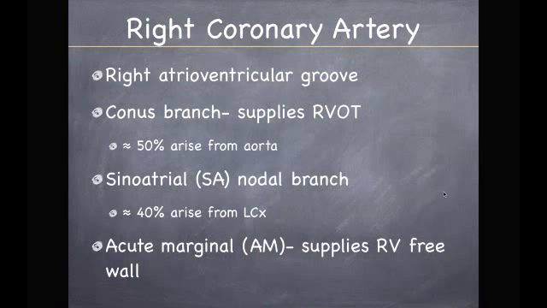Now let's move to the right coronary system. So on the right coronary system, the vessel runs in the right atrioventricular groove. The first branch that you're typically going to see is the conus branch, and that's going to supply the right ventricular outflow tract. Of note, about 50% of the time, this actually arises directly from the aorta rather than from the right coronary artery.